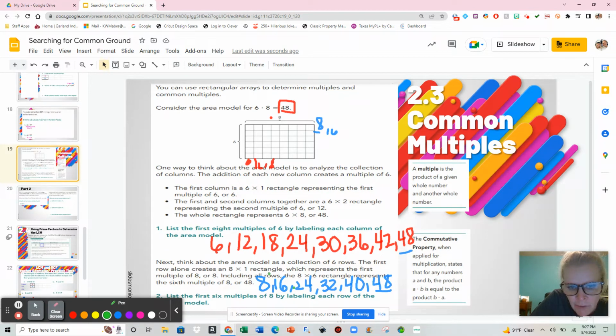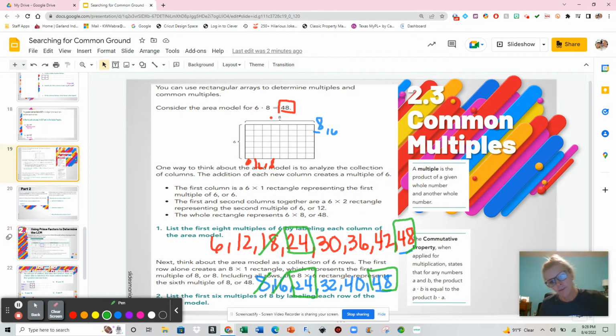Do I have 8 in the top row? Nope. Do I have 16 in both rows? Nope. Do I have 18? No. Do I have 24? Ding, ding, ding, there it is. 24 is the least common multiple. It is the smallest.